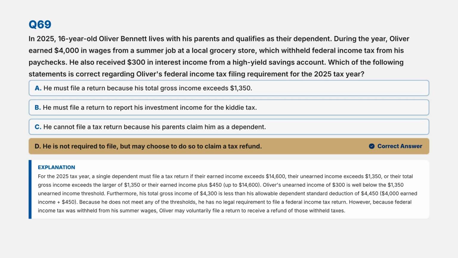Because he does not meet any of the thresholds, he has no legal requirement to file a federal income tax return. However, because federal income tax was withheld from his summer wages, Oliver may voluntarily file a return to receive a refund of those withheld taxes. Fantastic. Let's move on to question 70.